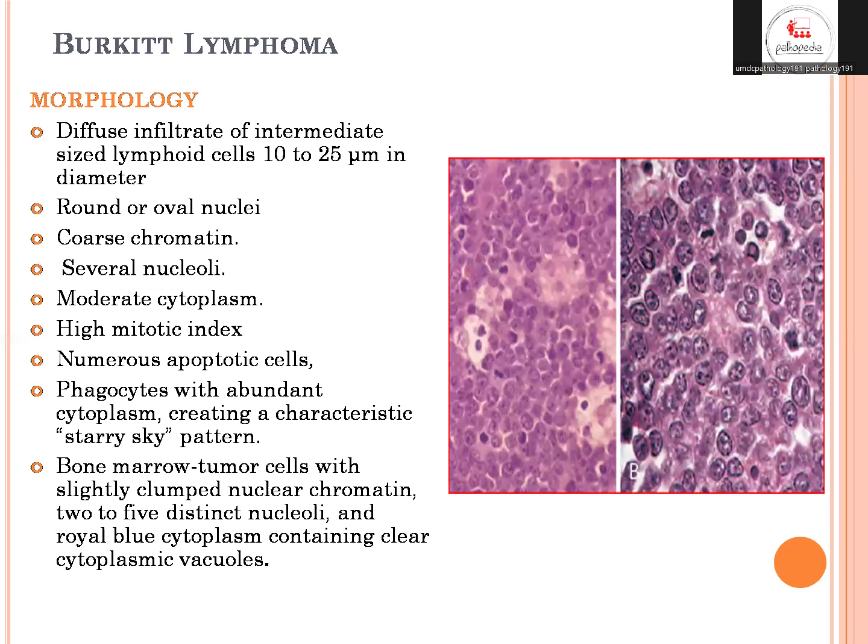Morphologically, this shows a diffuse infiltrate of intermediate size lymphoid cells, 10 to 25 micrometers in diameter, with round or oval nuclei, coarse chromatin, several nucleoli, moderate cytoplasm, high mitotic index, numerous apoptotic cells, and phagocytes with abundant cytoplasm, creating a characteristic starry sky appearance. In the bone marrow, tumor cells have slightly clumped nuclear chromatin, 2 to 5 distinct nucleoli, and royal blue cytoplasm containing clear cytoplasmic vacuoles.